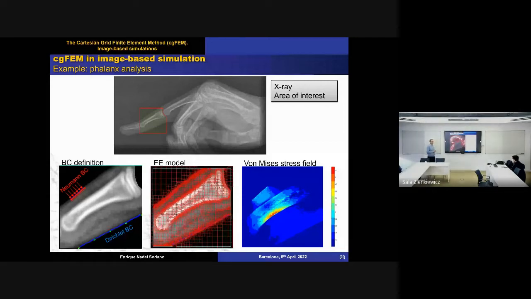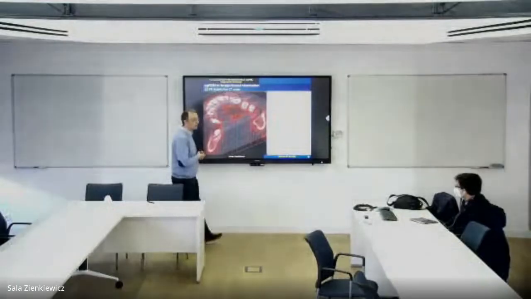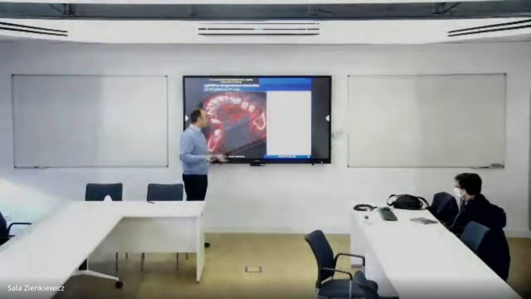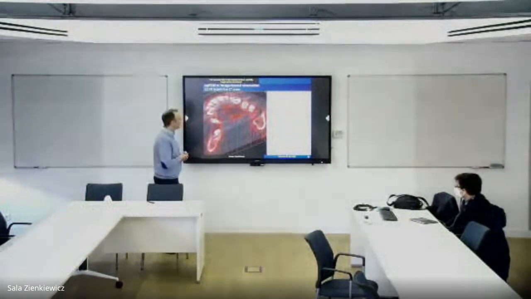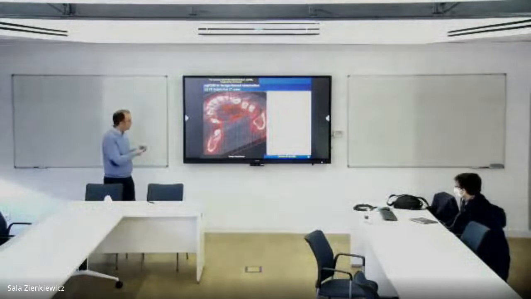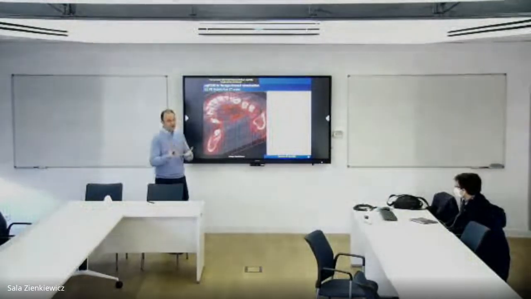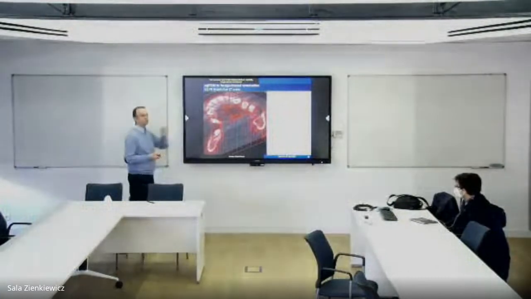Well, and what about efficiency in generating the finite element model? This is a mandible, and we only represent a quarter of it. It has around 1.5 million elements, and it has been generated in 55 seconds in MATLAB. So we can generate the finite element model really fast, without having any kind of geometry, just from the image.